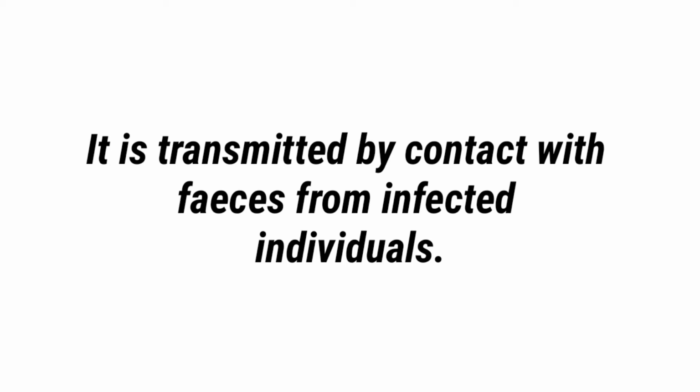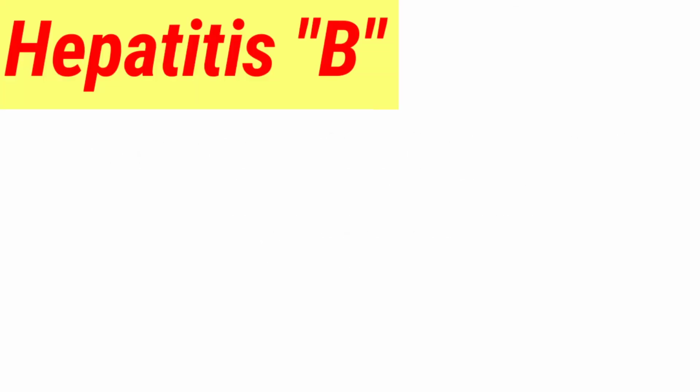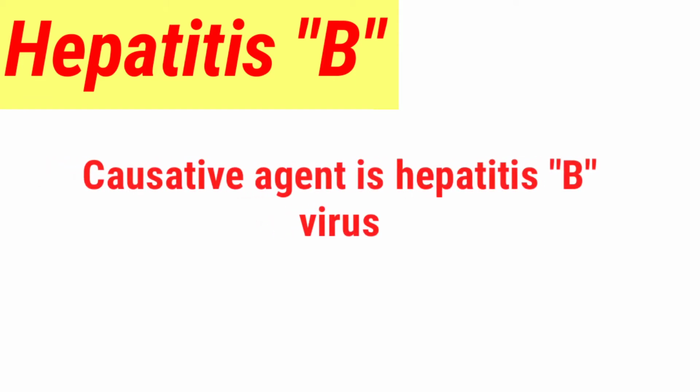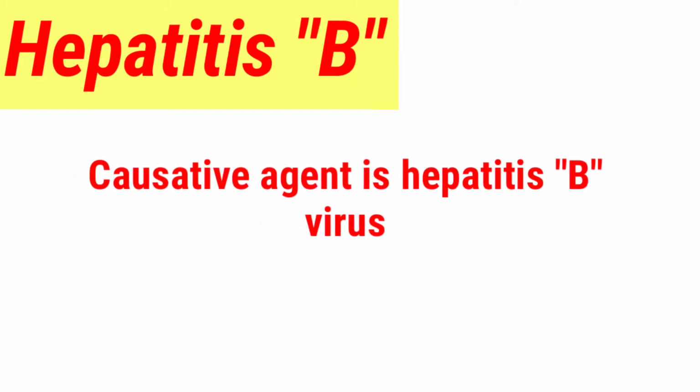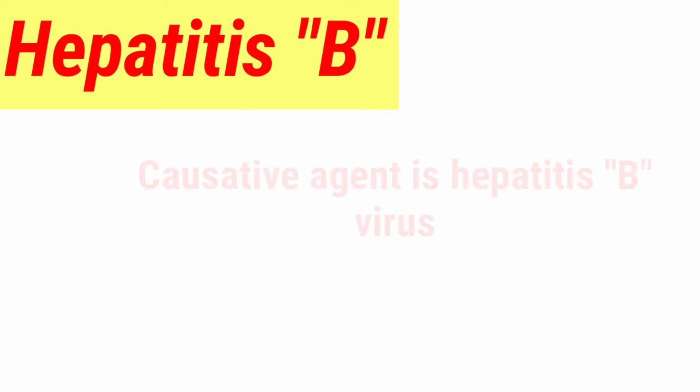The second one is hepatitis B. Hepatitis B is called serum hepatitis. It is caused by the hepatitis B virus. This is the second major form of hepatitis.